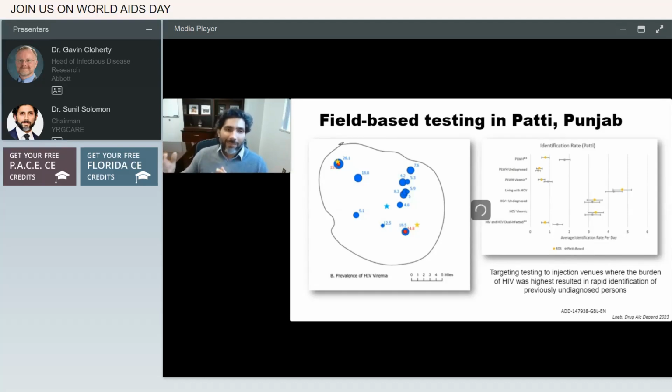So if you have explosive epidemics or an emerging epidemic, targeting field-based testing to areas where there's a high burden of HIV is a very efficient way of identifying people, getting them on treatment, and curbing the epidemic even before it takes off.